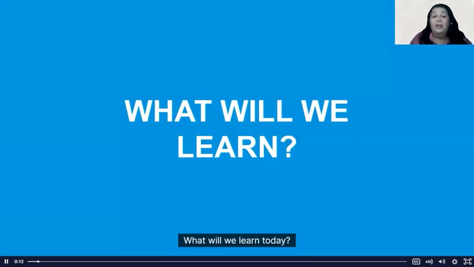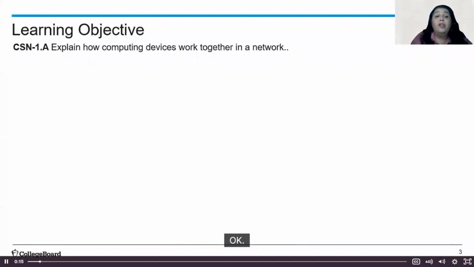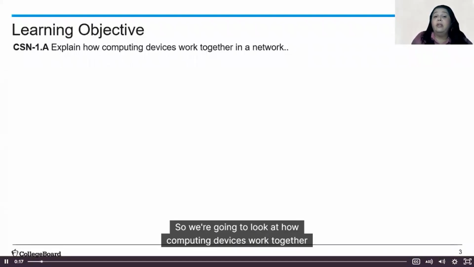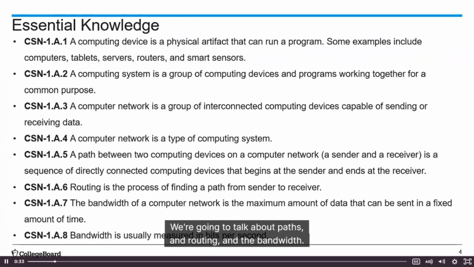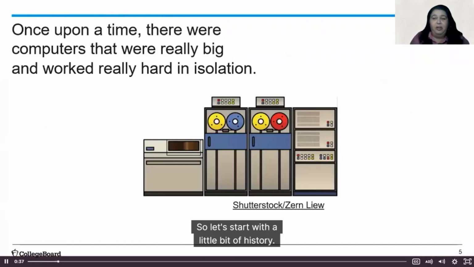Okay, what will we learn today? We're going to look at how computing devices work together in a network. We have some essential knowledge here. We're going to look at the physical aspects of a computing device so we can communicate on the internet. We're going to talk about paths and routing and the bandwidth. So let's start with a little bit of history.